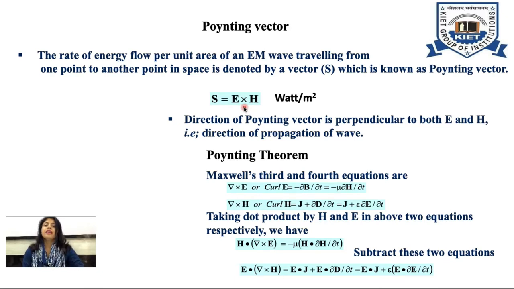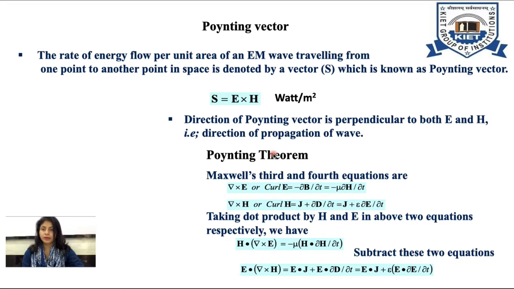An electromagnetic wave is a wave which consists of electric field vector and magnetic field vector. Both are perpendicular, and also perpendicular to the direction of propagation of the wave. S is equal to E cross H means the direction of S is perpendicular to both E and H, which is the direction of propagation, and the unit of Poynting vector is watt per meter square. Power per unit area, watt per meter square.